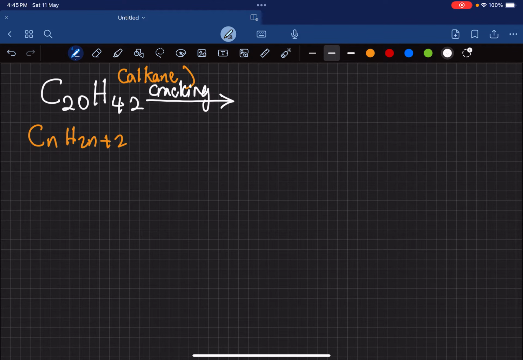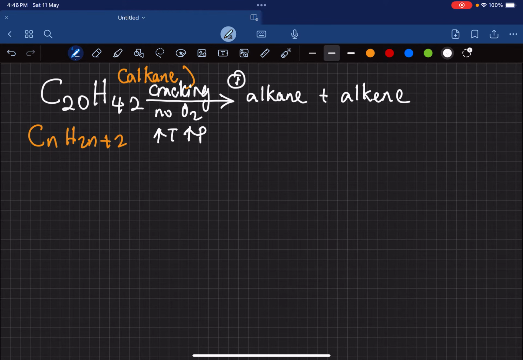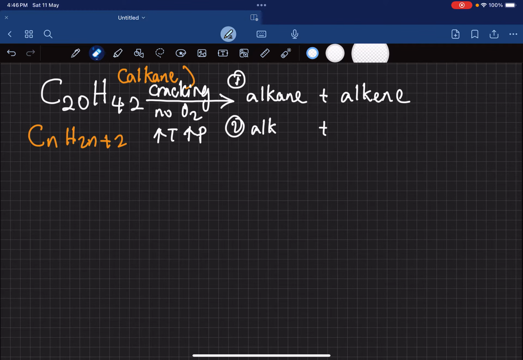Cracking does not have oxygen, so no oxygen. It only uses high temperature and high pressure. During cracking you get products. You usually get an alkane and an alkene. Let me correct myself here. You can get an alkene, and you can get hydrogen, just hydrogen. That's also a possibility. So there are many possibilities.